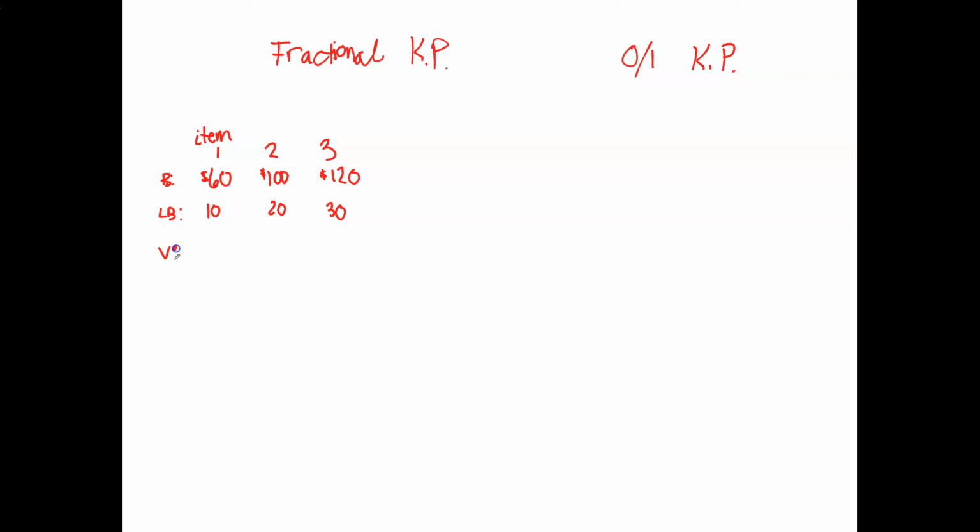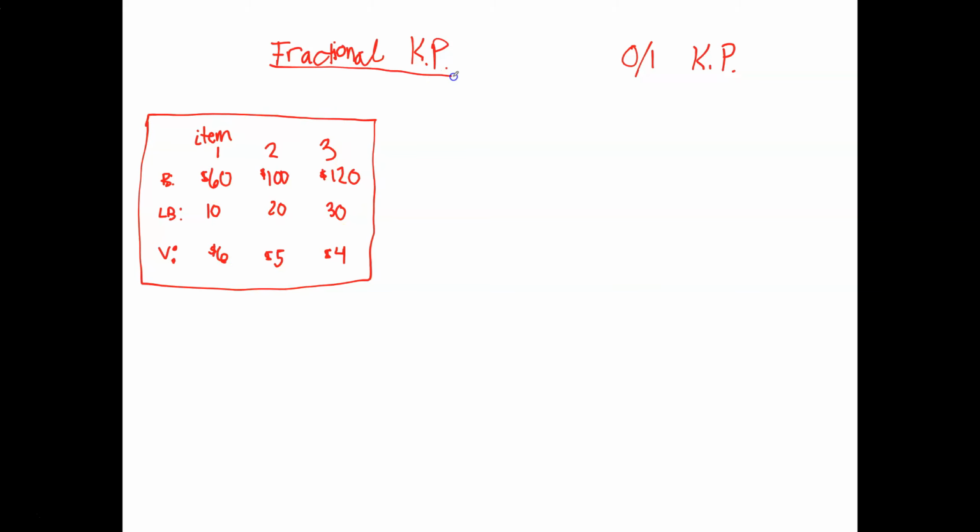We can calculate their value, normalized per pound, so item 1 is worth $6 per pound, item 2 is worth $5 per pound, and item 3 is worth $4 per pound. So let's say this is our input. We just proved that we can solve this optimally if we were solving the fractional knapsack problem. We would take first as much of item 1 as we can, then as much of item 2, then as much of item 3. But let's see why this wouldn't work if we were trying to solve the 0-1 knapsack problem, where we can't take a fraction of an item.